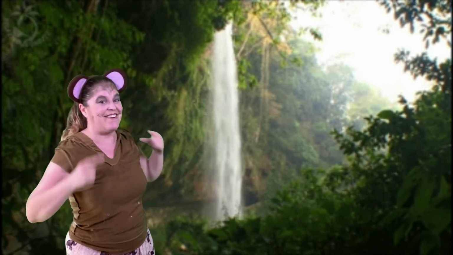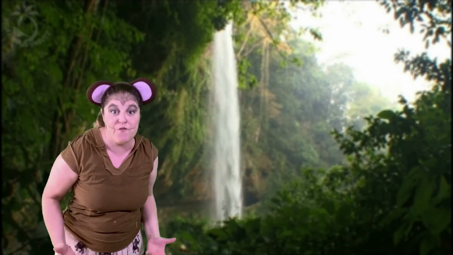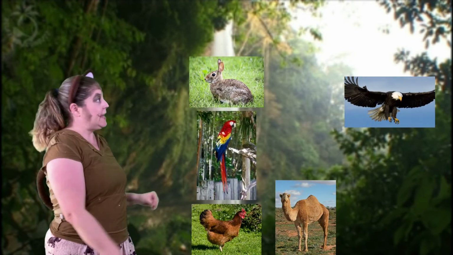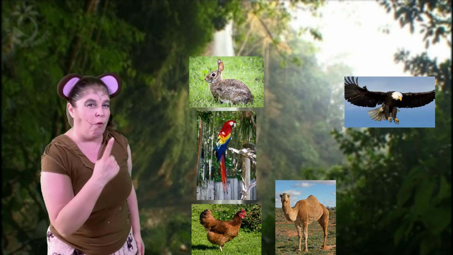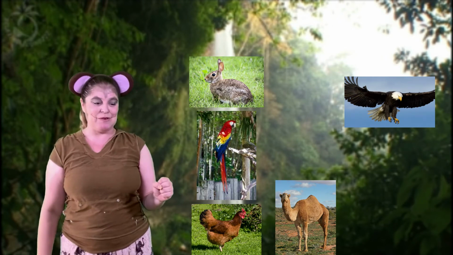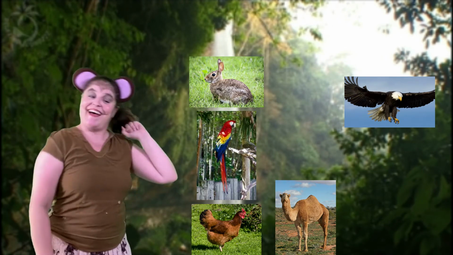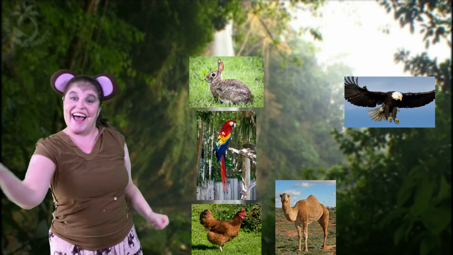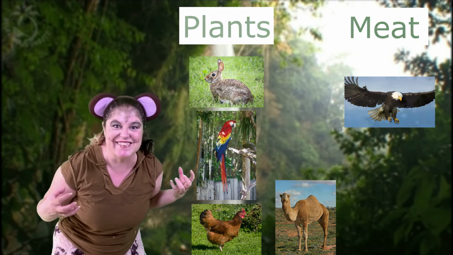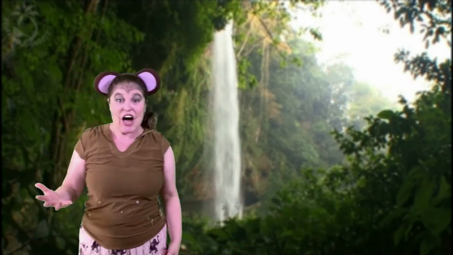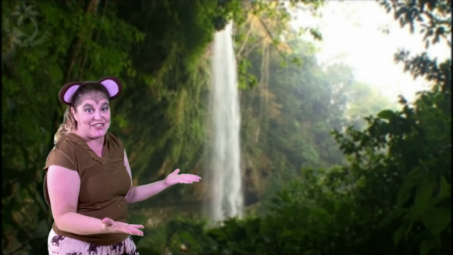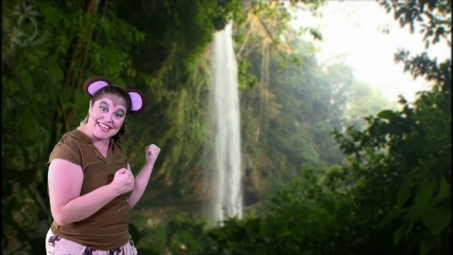Well, another way that I thought of to sort them was by their food. 4 of these animals eat plants, but one of them eats meat. So in the third way that I sorted these animals, I put the rabbit, the camel, the parrot, and the chicken in one group, and I put the eagle in another group. So you see, there's lots of different ways to sort animals depending on which features you choose. Isn't that fabulous?